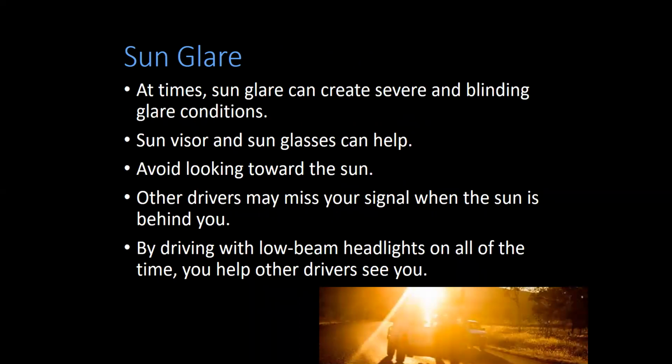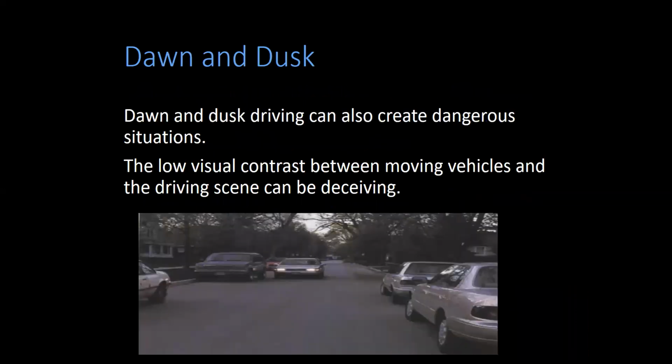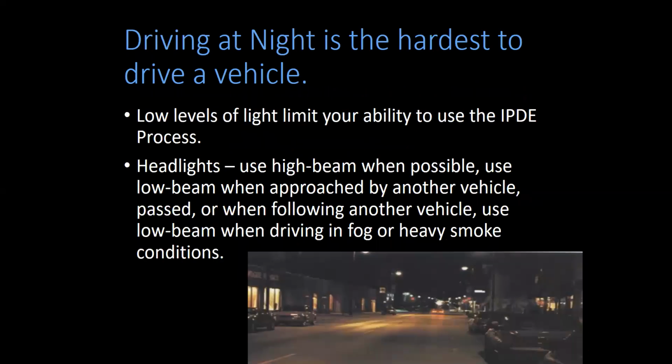By driving with low beam headlights on all of the time, you can help other drivers see you. So always recommend having your low beam headlights on all the time. You can't see any better, but other cars can see you. Dawn, that's when the sun's coming up, and dusk, when the sun's going down, can create dangerous situations. Low visual contrast between moving vehicles and the driving scene can be deceiving.